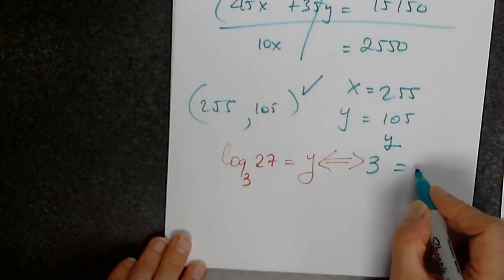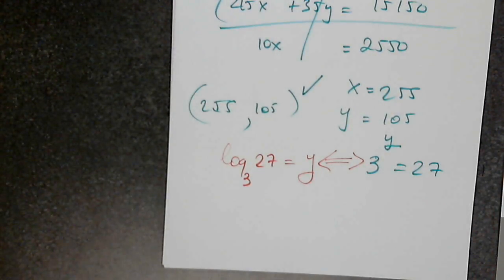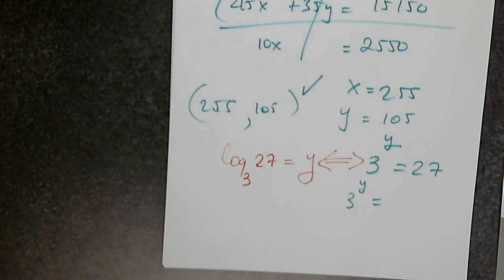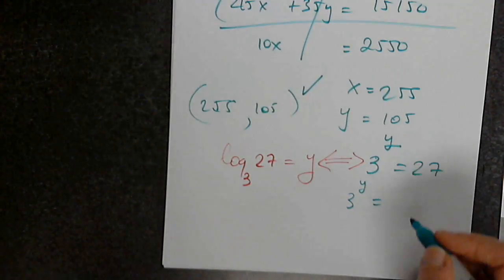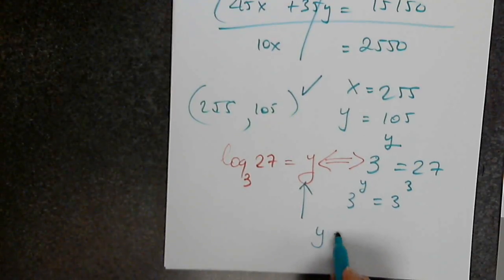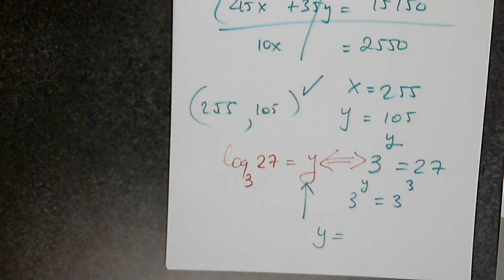3 raised to y equals 27. And I know how to solve this. Both sides have to have the same base. So I have 3 to the y power. And how do I replace 27? Indeed. Therefore, I know the answer now. y must equal 3.